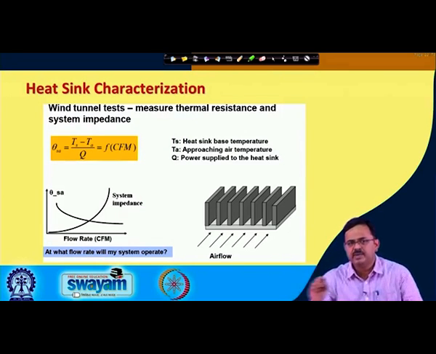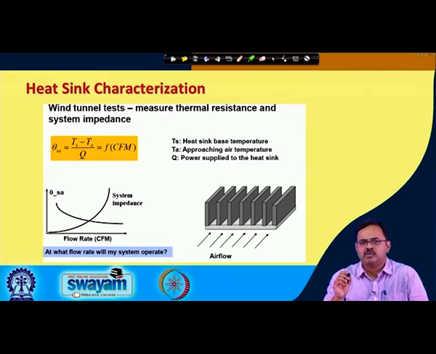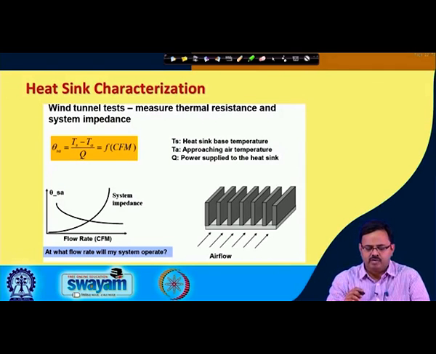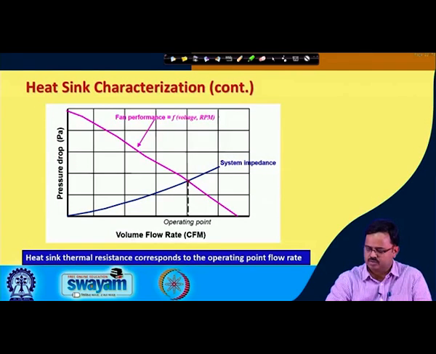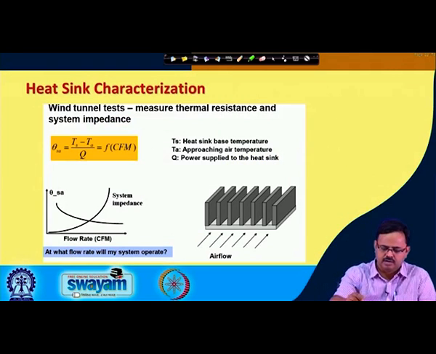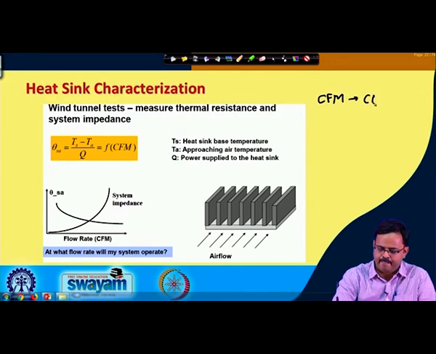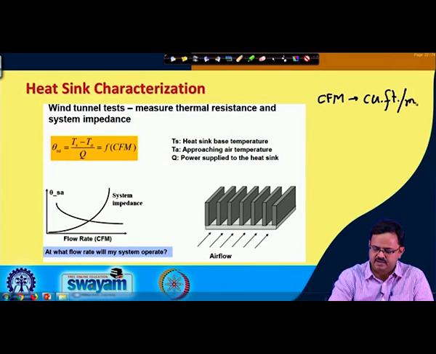Let me write down a small formula for this CFM, which is a volume flow rate. So, CFM, which is cubic feet per minute, is actually the volume flow rate.